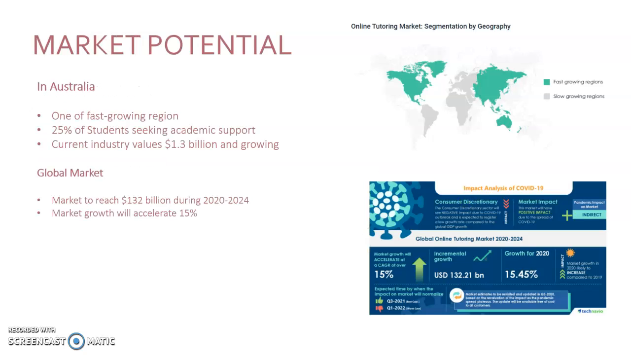According to Techno Marketing Research, Australia is one of the fastest growing regions in online tutoring. Research revealed that 25% of students are seeking study support. The current industry value is $1.3 billion and it's still growing. The global tutoring market has the potential to grow by $132 billion between 2020 and 2024.